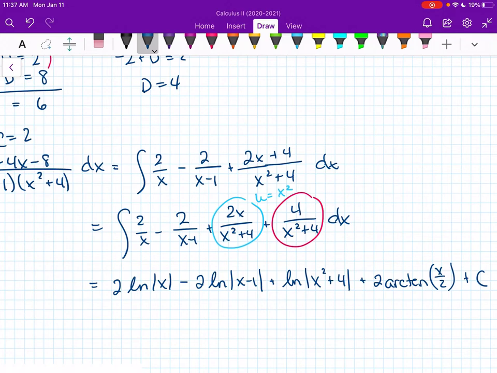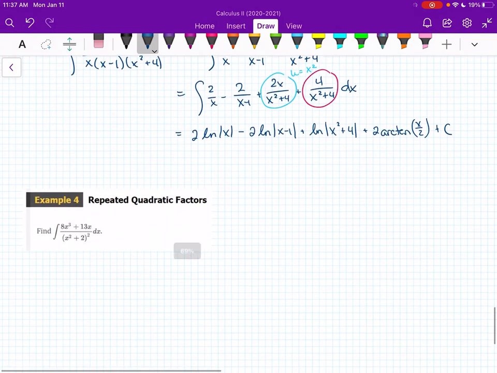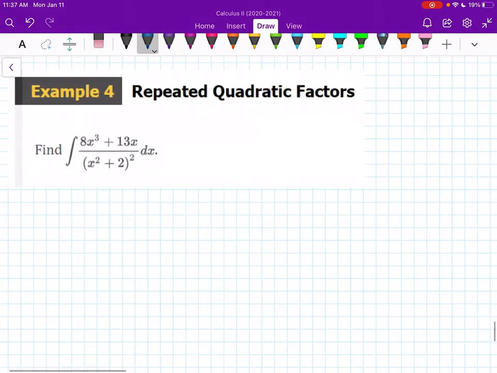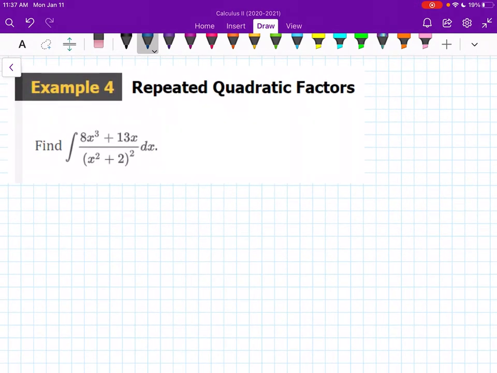Lots of work there, lots of algebra, using some of those antiderivative formulas. Okay, our next one, we have repeated quadratic factors. This one is already factored. We have x squared plus 2, squared, right? X squared plus 2 doesn't factor anymore.